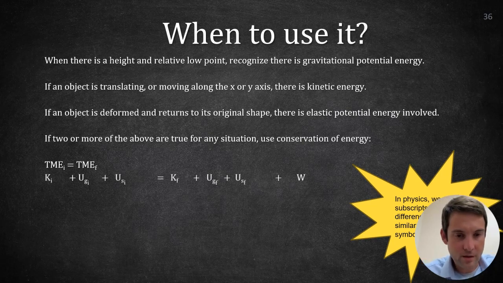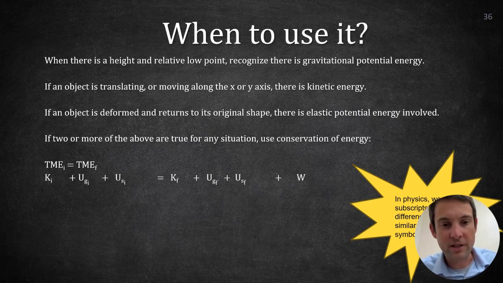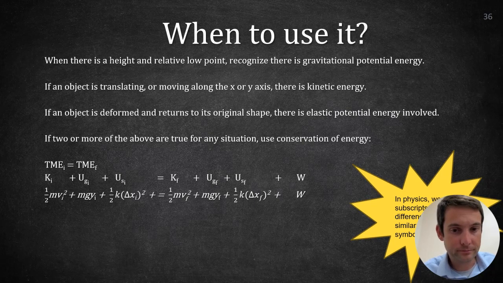So as I expand this and try to account for all of my energies, I see I have kinetic energy, gravitational potential energy, and elastic potential energy in the beginning. And then in the end, we have kinetic energy, gravitational potential energy, and spring potential energy, plus any energy that's been dissipated out of the system, which I'm using the symbol W for work for right now.